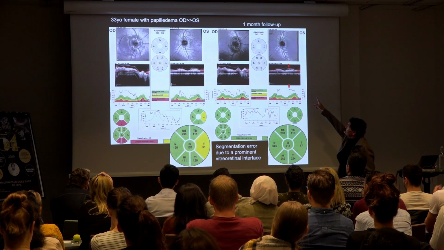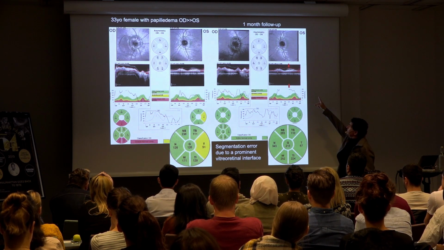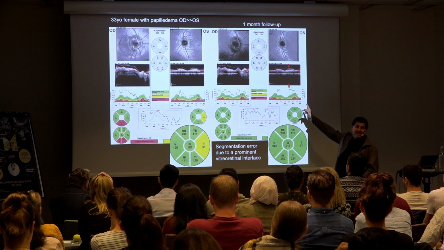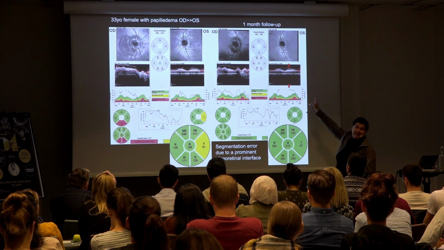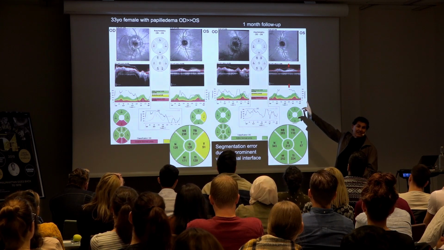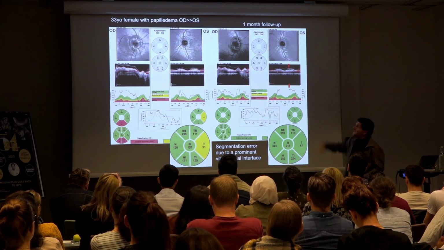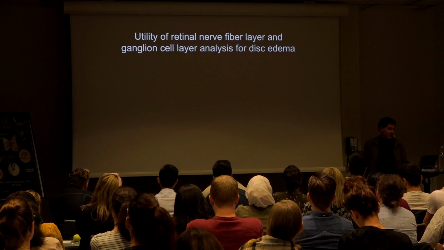You can see on the left eye, there's a lot of vitreoretinal traction, and it's finding the vitreoretinal traction there as the layer, but it's not. So, these are just things to watch for on the B scan.